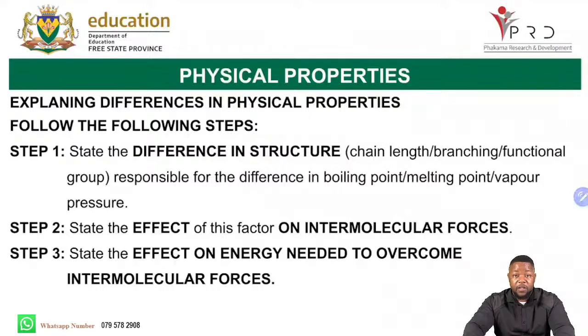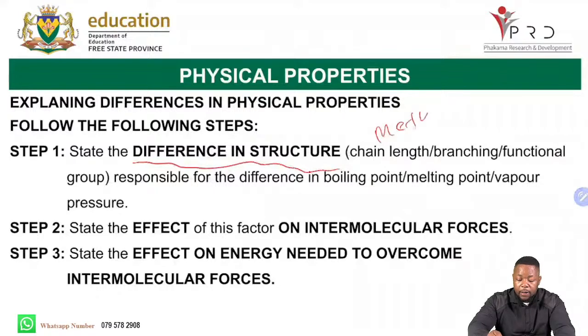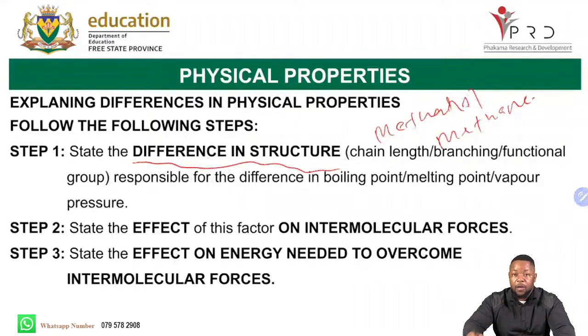When explaining the physical properties, it is important to follow these steps. In step number 1, you state the difference in the structure. In other words, you state the type of intermolecular forces that are there in the two molecules. For example, let's say you have methanol and then you have methane. In the first step, you're going to say that methanol has hydrogen bonds while methane has London forces. That is your step 1.